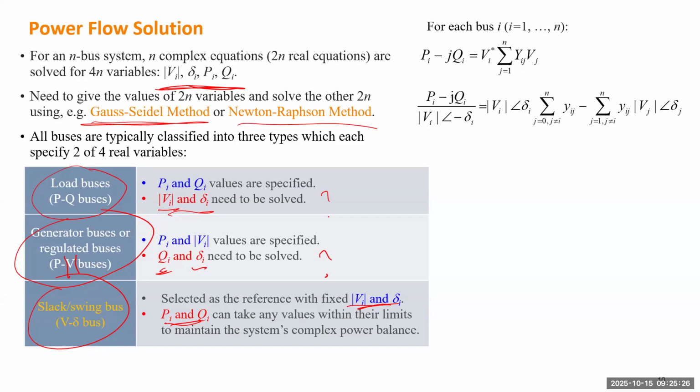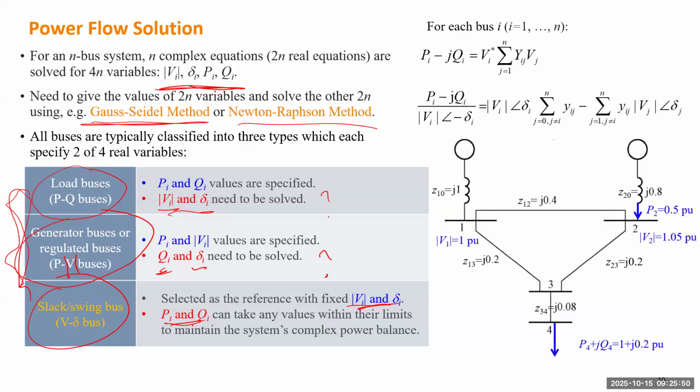So the power flow solution method typically will find the values of the first two types. And when we determine the first two types, the last type's P and Q can be calculated depending on how much P or Q is needed to ensure the power balance of the entire network.